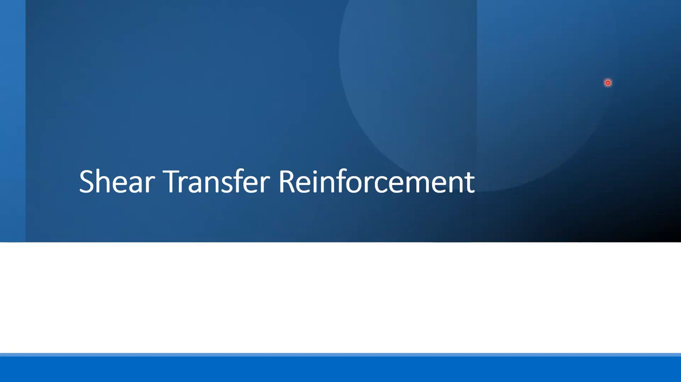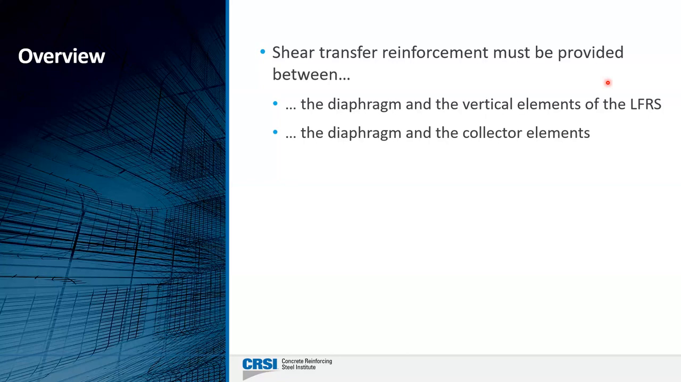Now comes the big part, the shear transfer reinforcement. How do we get the forces from the diaphragm into our lateral force resisting elements and any collectors that might be present in our particular case? So shear transfer reinforcement must be provided between the diaphragm and the vertical elements of the lateral force resisting system and the diaphragm and any collectors you may have in that direction of analysis.